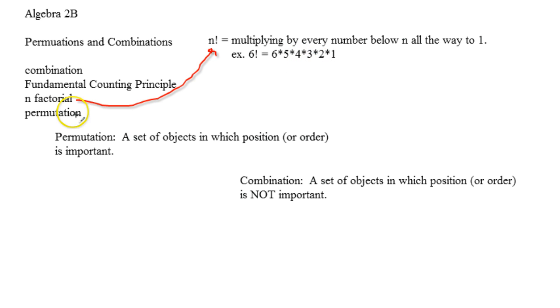Now we're also going to talk about something called permutations and combinations. A permutation is a set of objects in which position or order is important, like, for example, winners in a race. First is different from second, which is different from third. A combination is a set of objects in which position or order is not important.